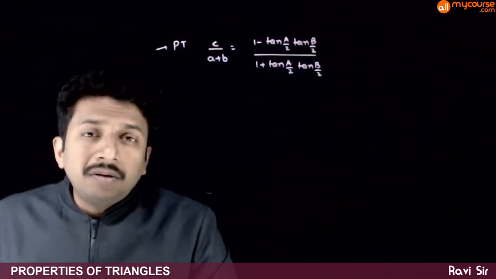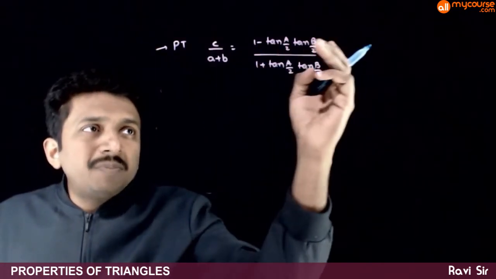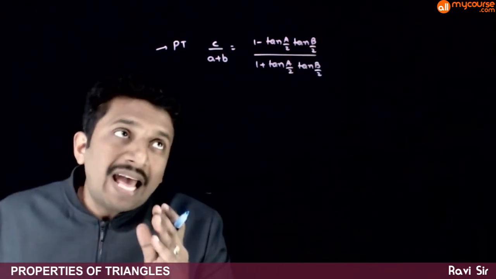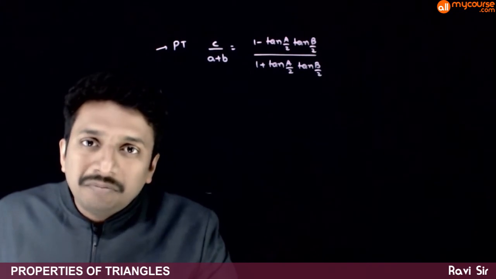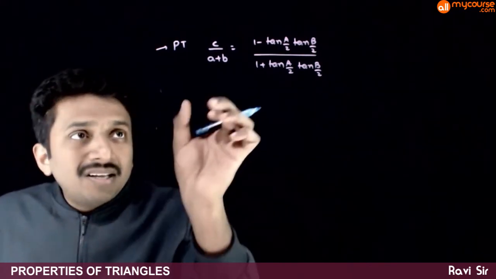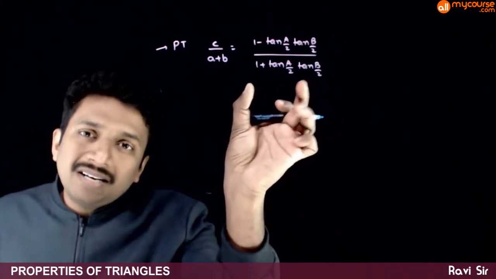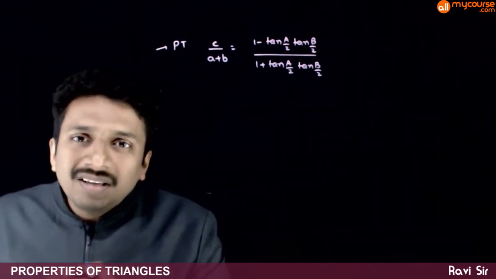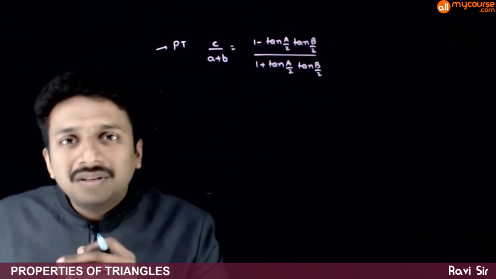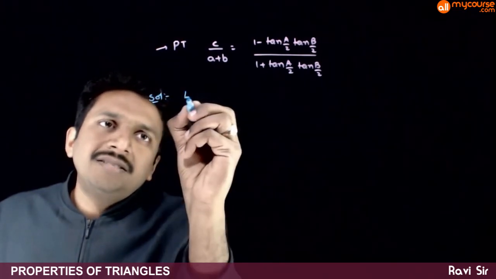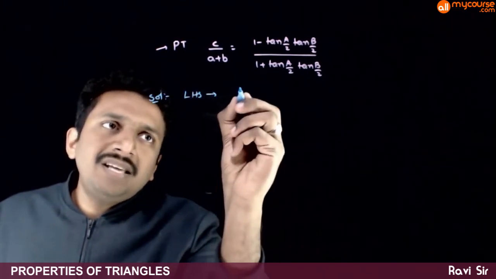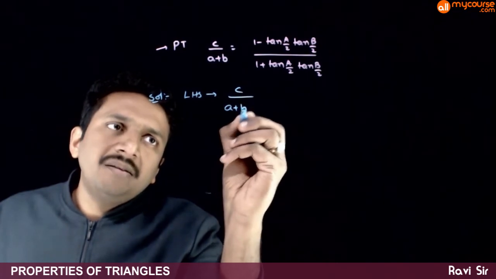So in this question, you're asked to prove that c by a plus b is equal to 1 minus tan A by 2 tan B by 2 by 1 plus tan A by 2 tan B by 2. So let us simplify the LHS and let us simplify the RHS. Let us see whether they converge to the same expression. So if you take the LHS, nothing but c by a plus b.